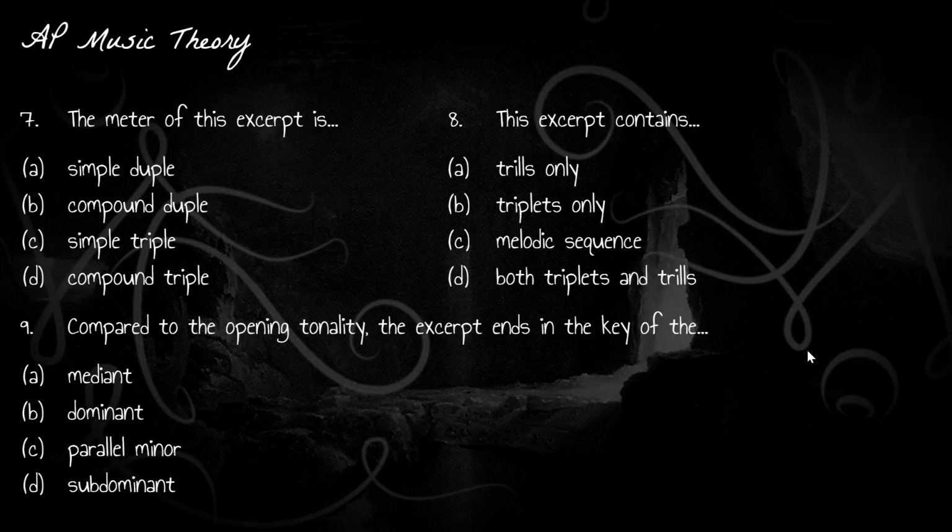Questions 7 to 9 are based on a repeated 8-measure excerpt from a piano sonata. Let's read through the questions. Question 7. The meter of this excerpt is A, simple duple, B, compound duple, C, simple triple, or D, compound triple. Question 8. This excerpt contains A, trills only, B, triplets only, C, melodic sequence, D, both triplets and trills. Question 9. Compared to the opening tonality, the excerpt ends in the key of the A, mediant, B, dominant, C, parallel minor, or D, subdominant. Let us listen.